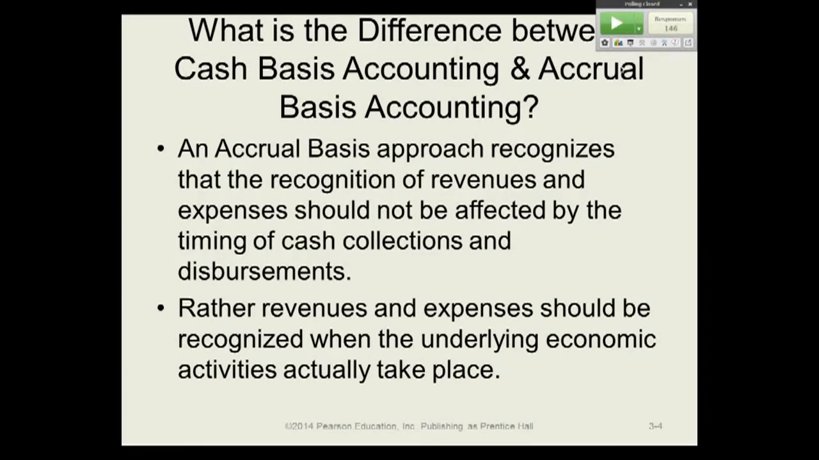So I'm going to go back to that illustration we just had. If you collect money and do nothing, it's not revenue, because there's no economic activity. If you perform the service, then the revenue is recognized. So we're not concerned with cash receipts. We're not concerned with cash disbursements when we think about revenue and expense recognition.